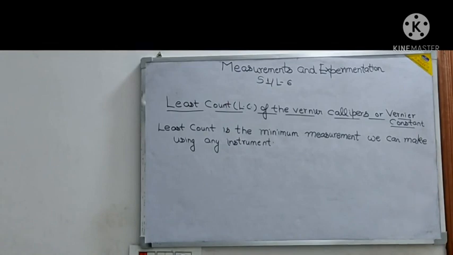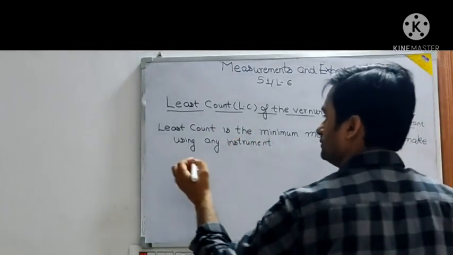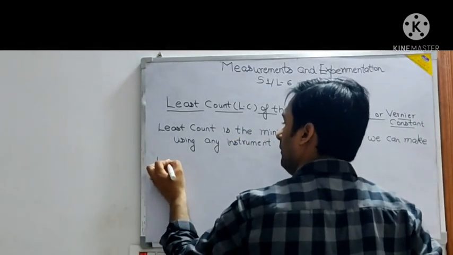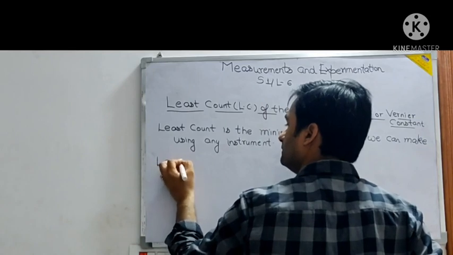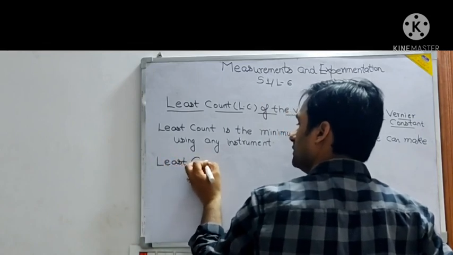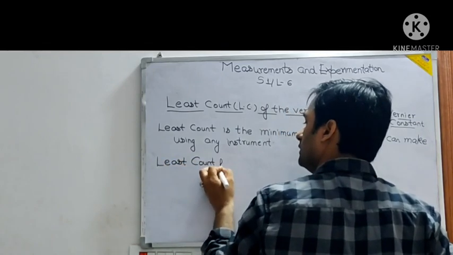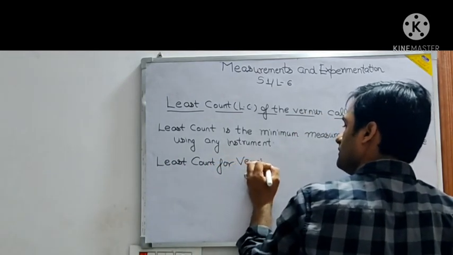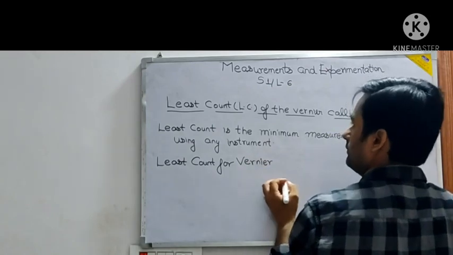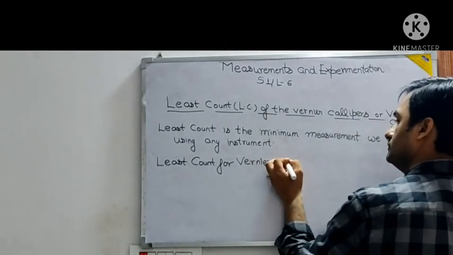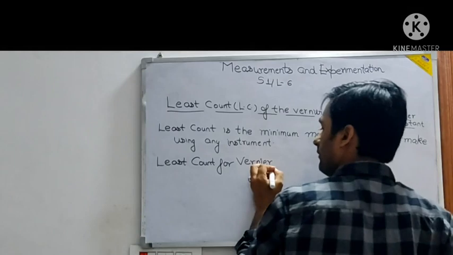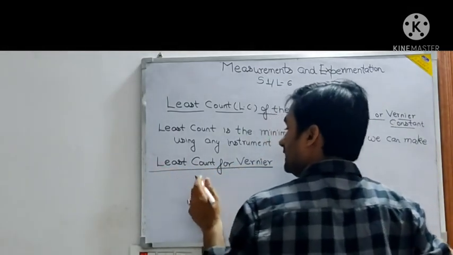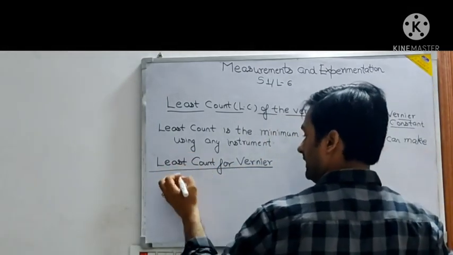So least count of vernier is defined as the difference in value of one main scale division and one vernier scale division. Now this thing you write. This thing you write in the copy also. Least count for vernier. So write this thing in the copy. What I am writing now.